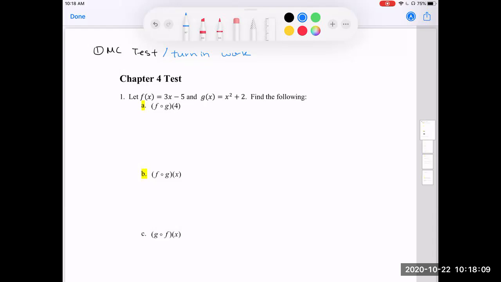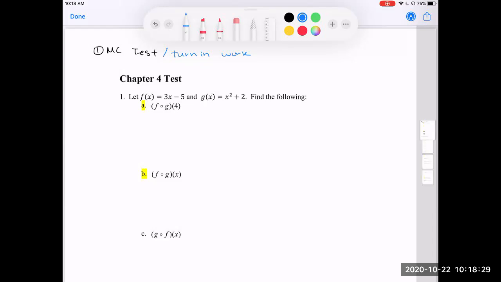All right, so welcome to our review. For our review, I'm going to mainly focus on chapter 4. Chapter 4 was very, very dense. It was a lot of sections, a lot of different things. So your exam test 2 is going to be chapter 4.